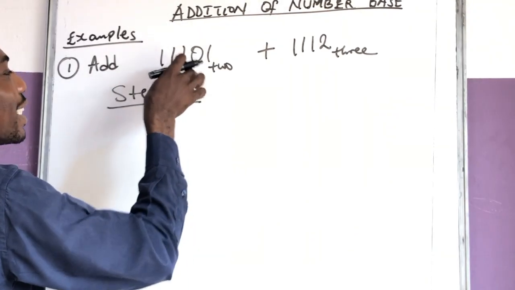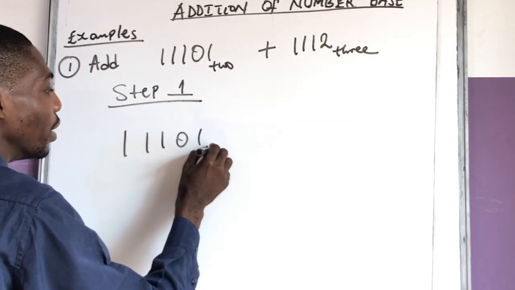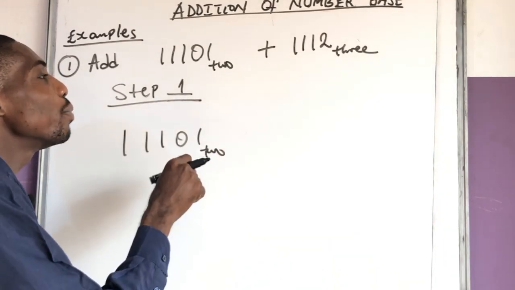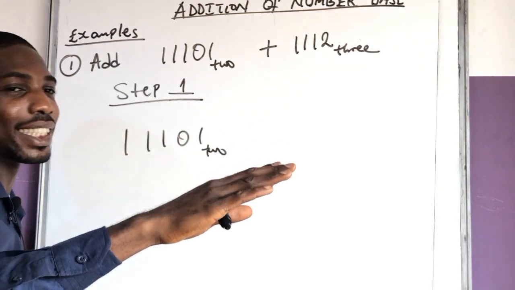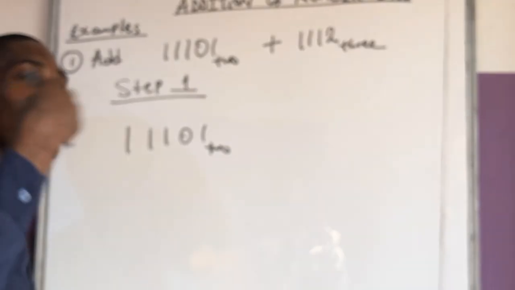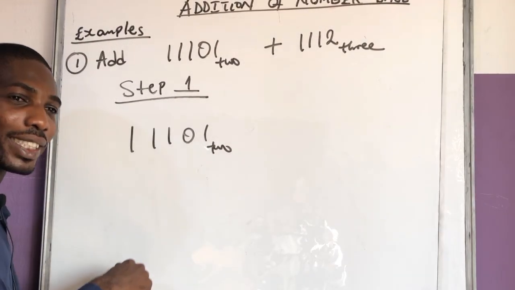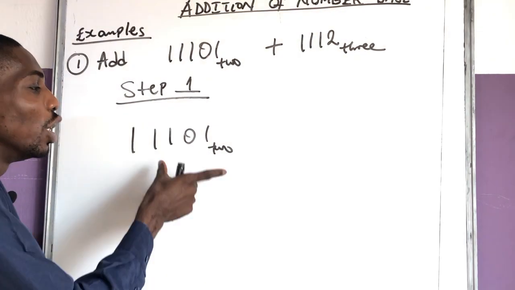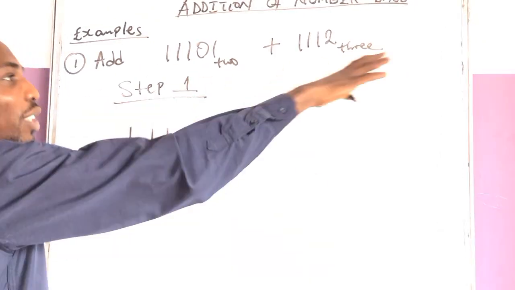So how do I convert this number to base 3? I will have 1, 1, 1, 0, 1, base 2. Now, listen attentively. It is impossible to convert base 2 to base 3 directly. What do you have to do? You have to convert from base 2 to base 10, then from base 10 to base 3. It is very simple and straightforward. Just follow me.